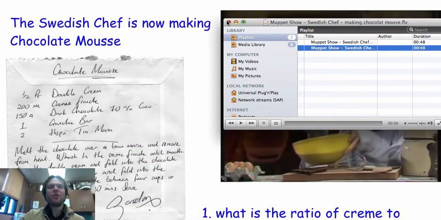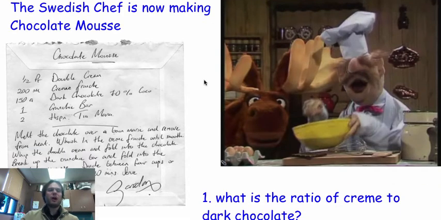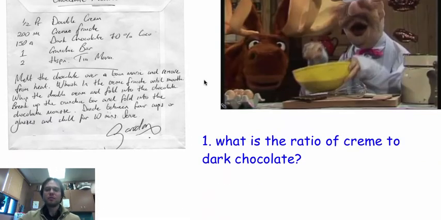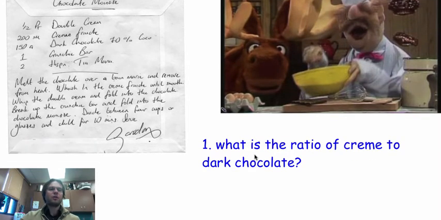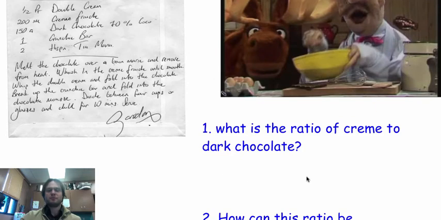Okay, so now we know how he makes the chocolate mousse, but we want to know how he makes the chocolate part of the mousse. So it says, what is the correct ratio of cream to dark chocolate? So I'm going to look over here. We are looking at the cream here. So I have 200 milliliters of cream per 150 grams of dark chocolate. So we have 200 to 150.